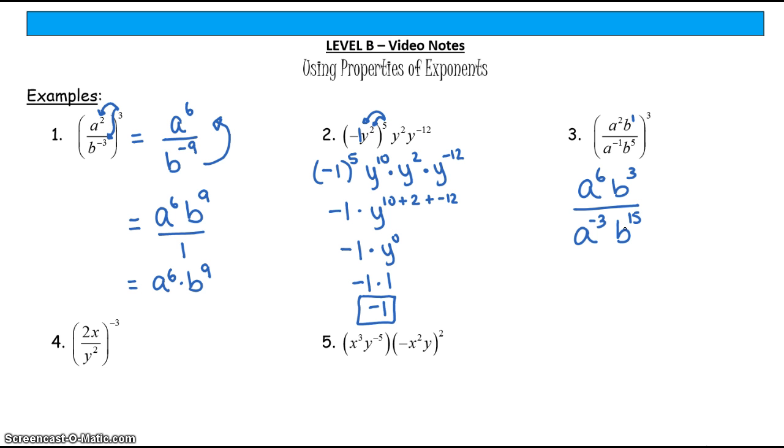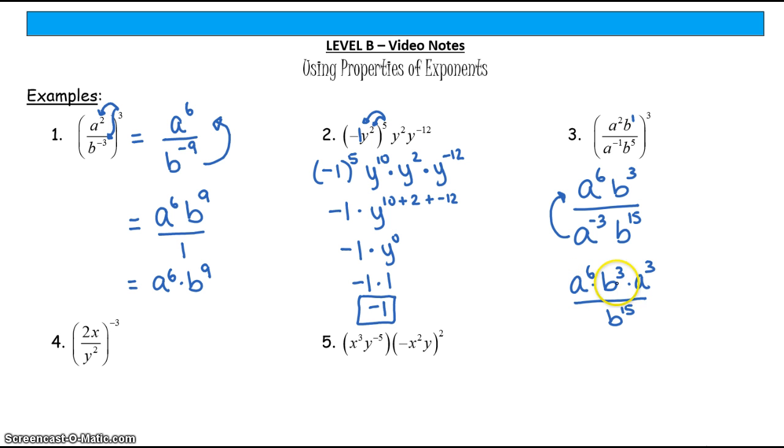Now remember that one of the rules is you can't have a negative exponent, so we're going to move this a to the negative 3 to the top, resulting in a to the 6th, b to the 3rd, a to the 3rd, also on top, divided by b to the 15th. And then remember that we have to have one of each base. So right now we have 2 a bases, so we're going to combine those.